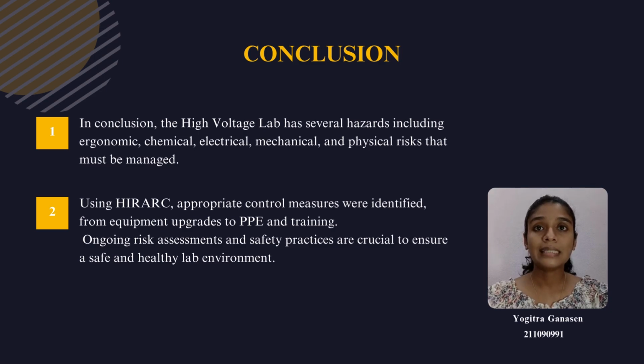In conclusion, the high voltage lab has ergonomic, chemical, electrical, mechanical and physical hazards. Using HIRARC, control measures were identified from hazard elimination to PPE. These are crucial to ensure a safe and healthy lab environment.